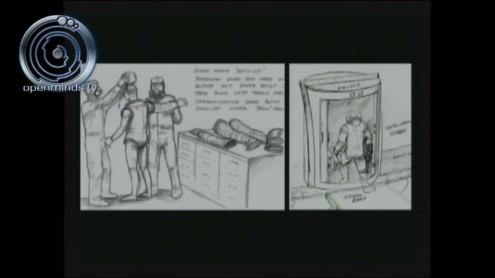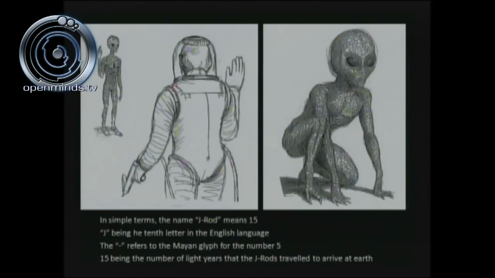This is a very well done pencil sketch by Mark McCandlish, who is again the world's premier aerospace illustrator, showing Dan Burrish being suited up in the test suit and then entering the airlock or decontamination chamber for entry into the clean sphere. Now, what in the world does J-rod mean?